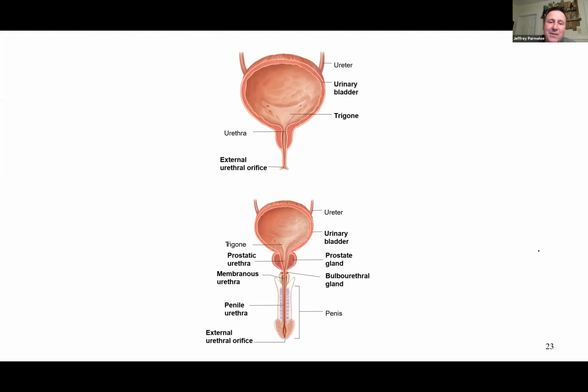You can take a look here. So you can see the short urethra in the female, male longer. We even talk about prostatic, membranous, penile urethra. External urethral orifice is where the pee comes out on the outside. Internal urethral orifice on the inside when the pee is leaving the bladder.